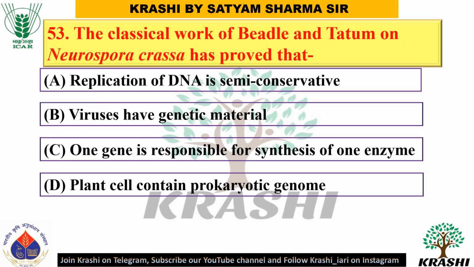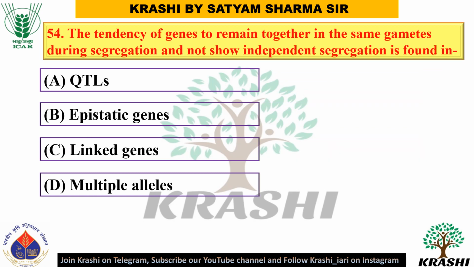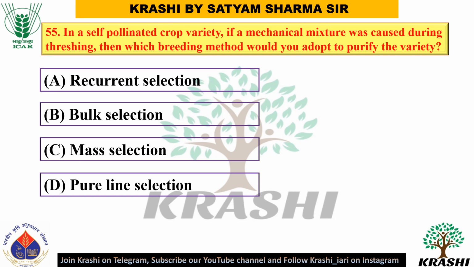The classical work of Beadle and Tatum on Neurospora crassa has proved that one gene is responsible for the synthesis of one enzyme, which is known as the one gene, one enzyme hypothesis. The tendency of genes to remain together in the same gametes during segregation and not show independent segregation is found in linked genes. Question number 55. In a self-pollinated variety, if a mechanical mixture was caused during threshing, then which breeding method would you adopt to purify the variety? For purification, we go for pure line selection.